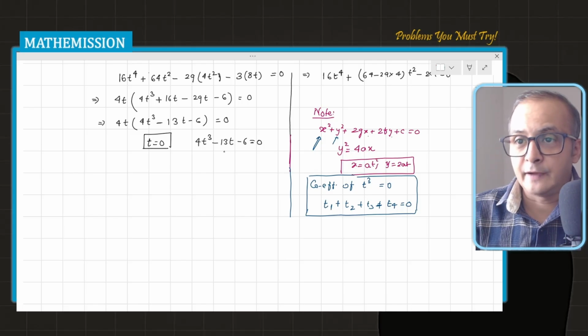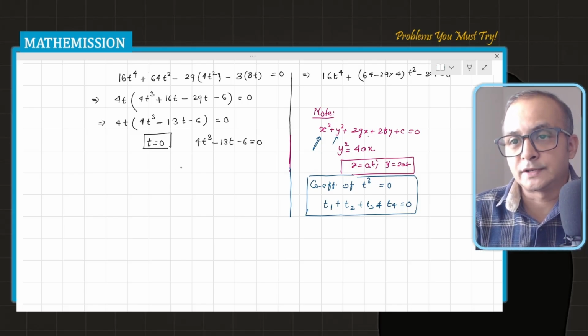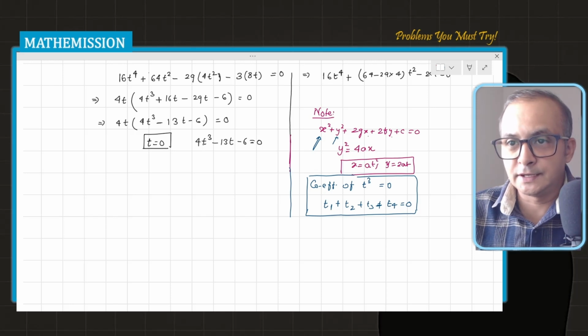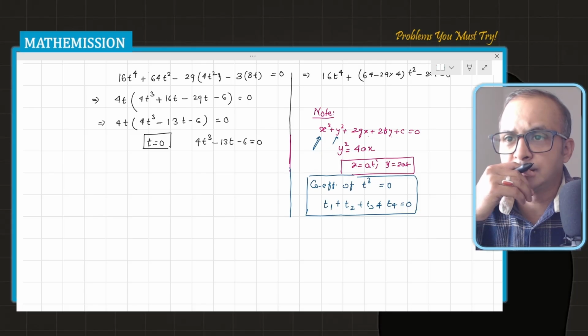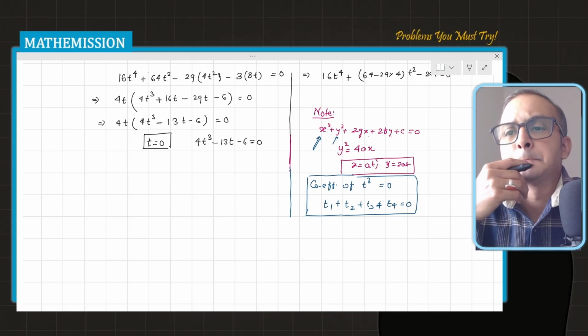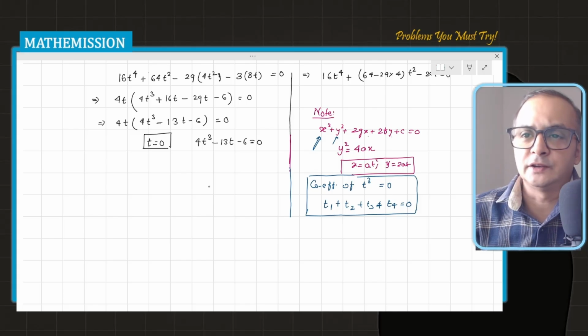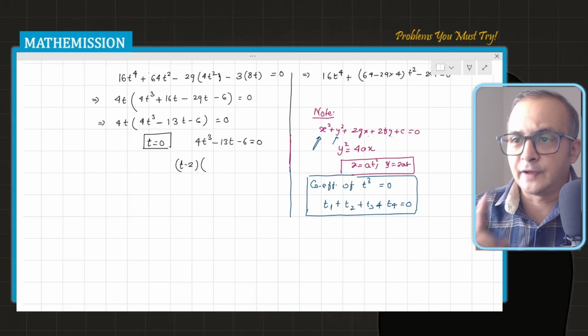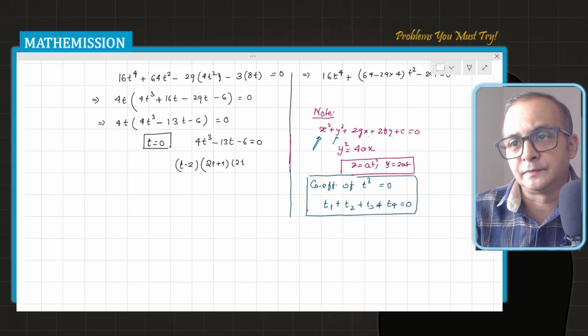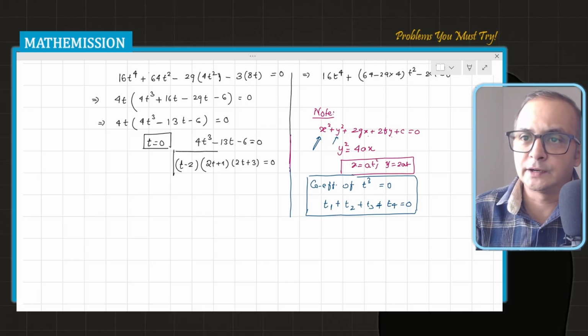Now I have this, and we can notice that t equals 2 is satisfying, because if you substitute it, 8 times 4 is 32 minus 26 minus 6 gives zero. So t minus 2 is one of the factors, and the other factors are 2t plus 1 and 2t plus 3.